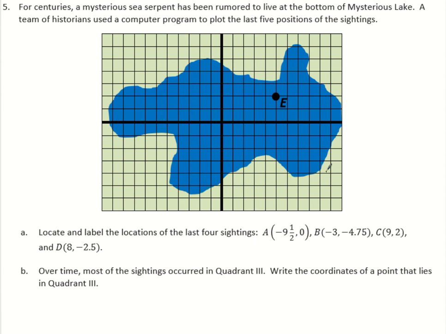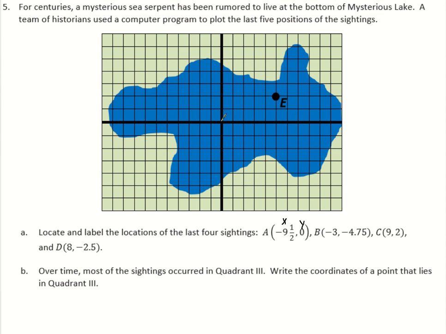Now, what we are going to do for this is, once again, remember that our first coordinate is our x-coordinate, and our second coordinate is our y-coordinate. So our first coordinate is going to tell us how far to the left or right we are going to go, and our second coordinate tells us how much up or down we are going to go. So with point A, -9.5, 0, we are going to go to the left 9.5, and we are going to go up or down 0.